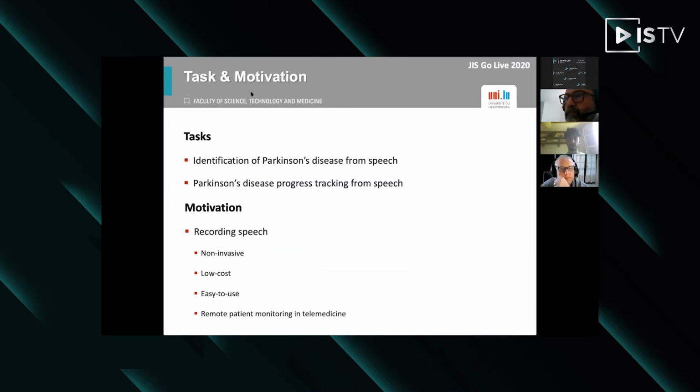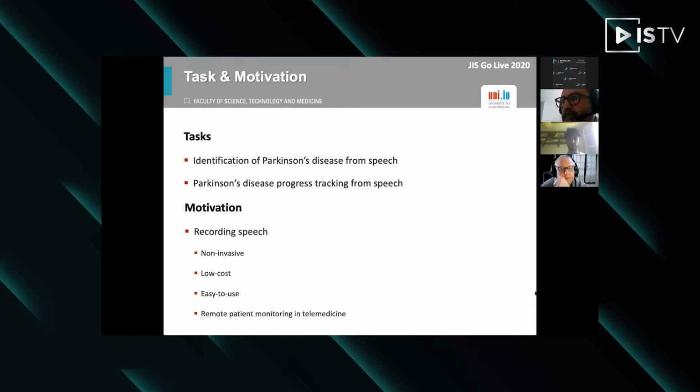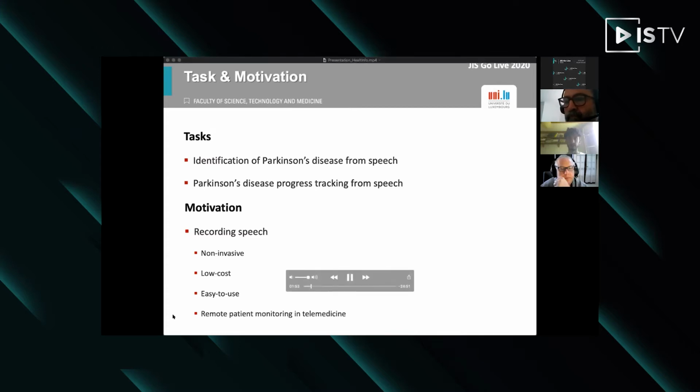The major tasks that we're dealing with are the identification of Parkinson's disease from speech, or automatic discrimination between Parkinson's disease patients and healthy subjects based only on speech without using any additional medical information, and also automatic estimation of the stage of Parkinson's disease from the speech signal. The motivation comes from the fact that recording the speech is non-invasive, it's low cost, and it's very easy to use.